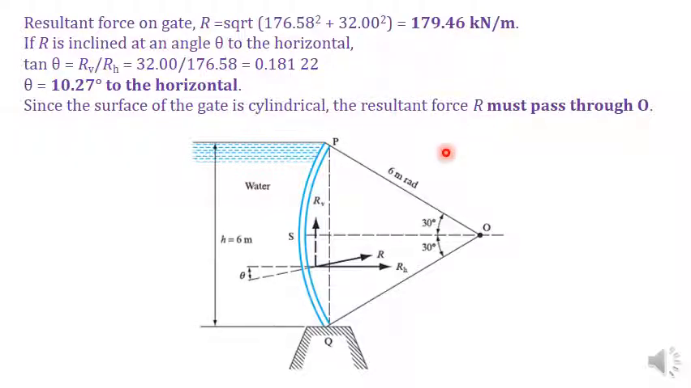Since the surface of the gate is cylindrical, the resultant force must pass through this point O. Wherever the point of application is, it must ensure that this R passes through this point O, because it is a cylindrical surface. Whatever the angle and whatever the value of R, the direction should be like this and it should pass through point O.